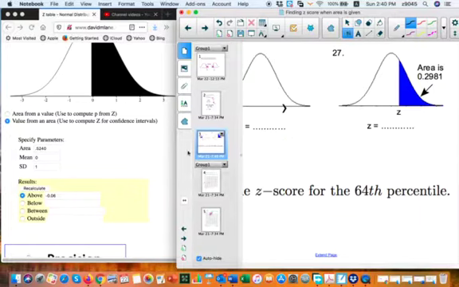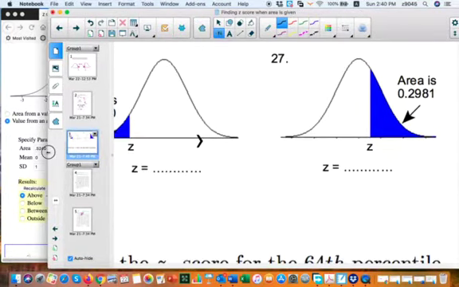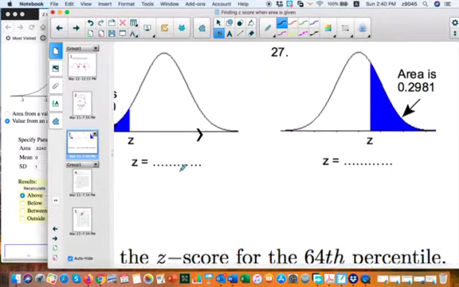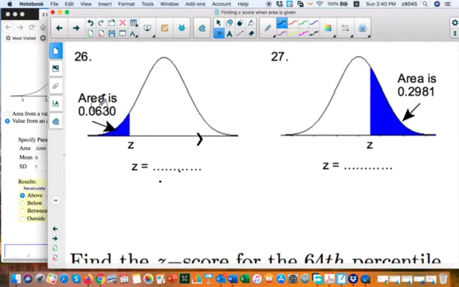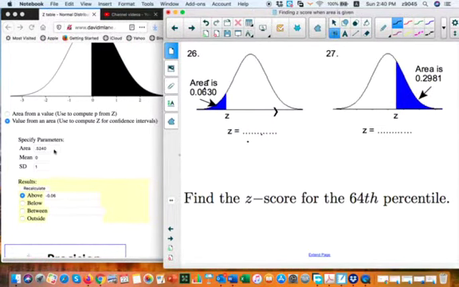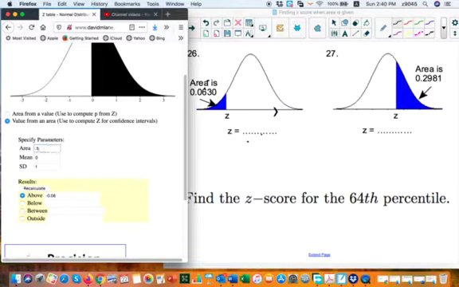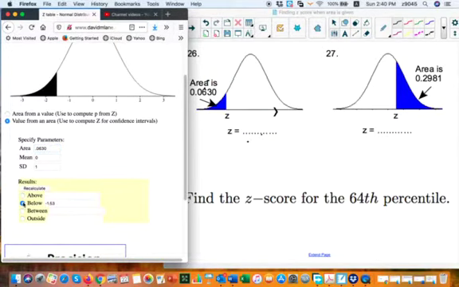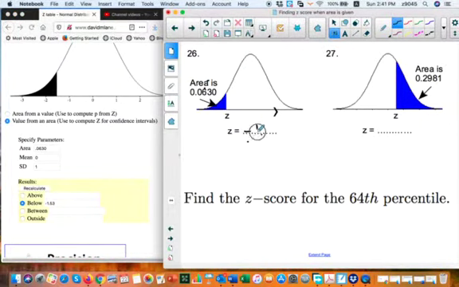The same question can also be given in the graphical form, or in the diagram form, I should say. If you have something like this, area is given, so we know that it is a left tail question. Area is given as 0.0630. I'm going to put the area 0.0630, and it is a left tail value, so below area is given. So the value of Z is minus 1.53.